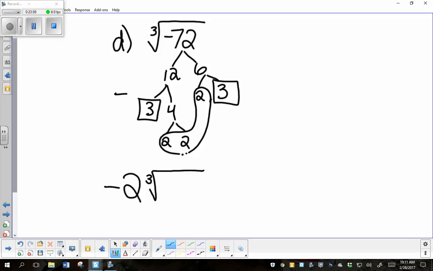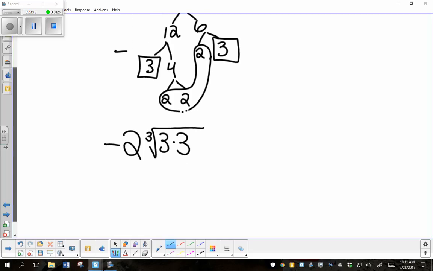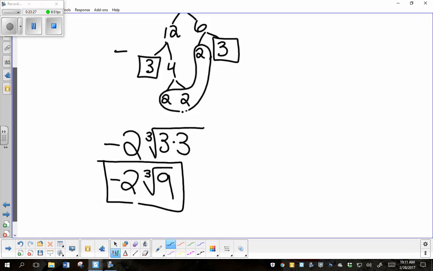So we've got 3 times 3. Always multiplying. So then we're going to simplify it and do 3 times 3 on the inside, which is 9. So this answer is negative 2 times the cube root of 9. The cube root of 9 is not 3. The square root of 9 is 3. So when you guys, we're not done yet, but when you're doing your homework, you guys need to work very carefully. Okay, let's do a harder one.